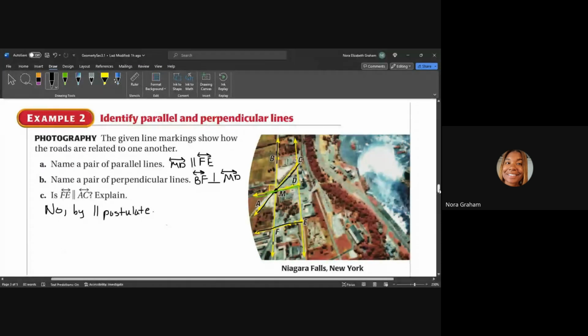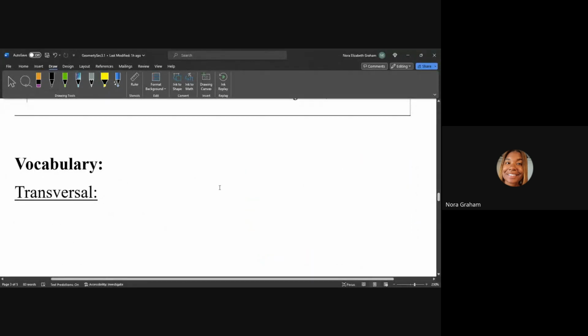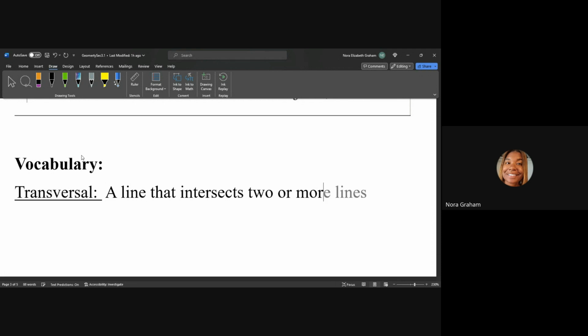All right. So let's continue on. We only have one more example and one more vocabulary word. Another thing in this section that we're going to look at is transversals. A transversal is a line that intersects two or more coplanar lines at different points.